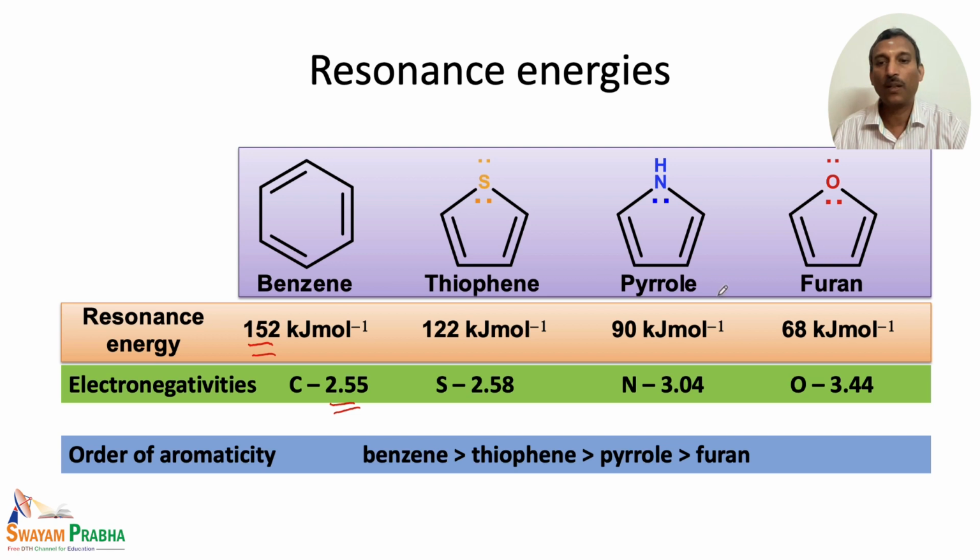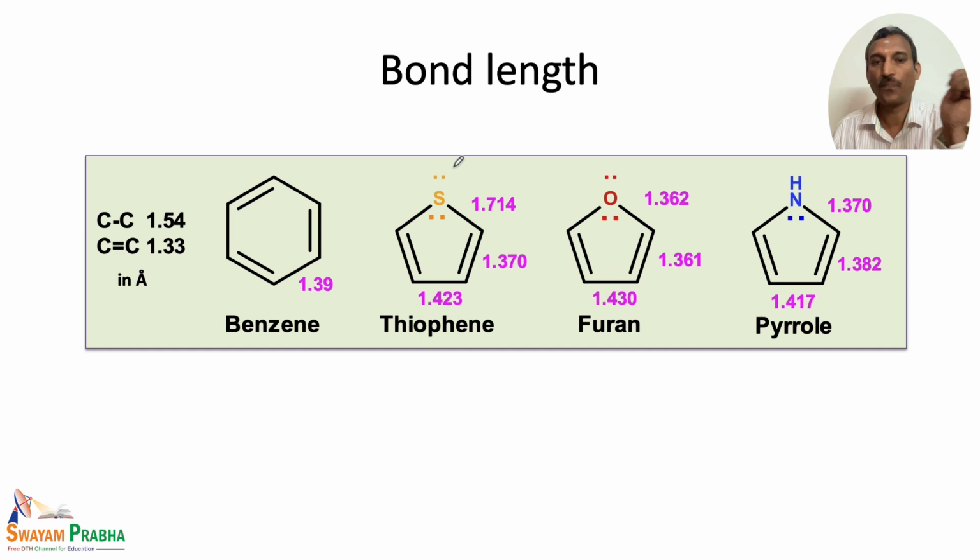And if we compare the same with thiophene, pyrrole and furan, we can say that thiophene may be more reactive, pyrrole is again more reactive, furan is also reactive when we talk about reactions. So we will also look at what is the order of reactivity. Let us look at the difference in the bond length between benzene and other heterocycles.